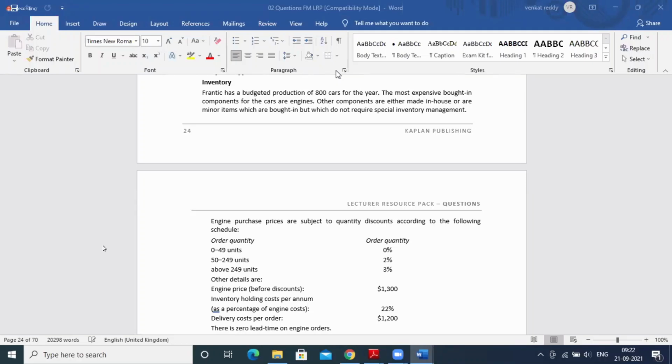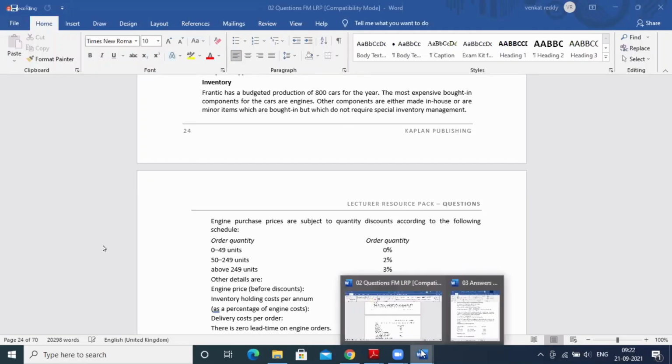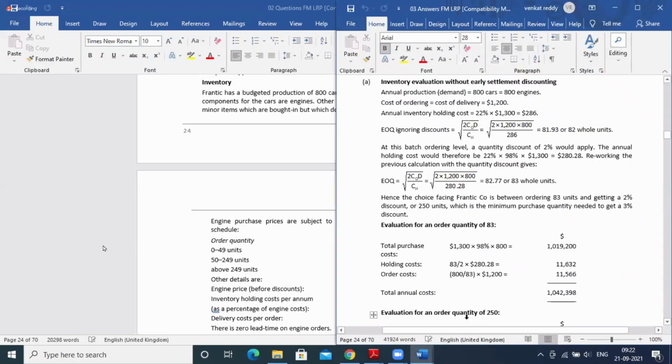81.93. Okay, different answers. And I am also very much interested to see the answer. Even Naina got the same answer, 81.93. Devardhini also. Okay, I appreciate the efforts of the participants. Very good. Let me show what is the EOQ. Approximately 82.77. Here you can see.